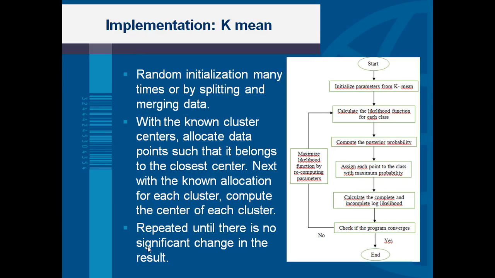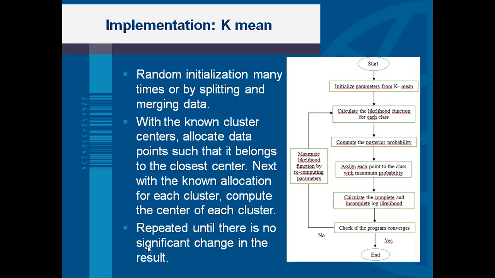Now we will look into implementation details. The objective of k-means is to segment the data points into classes with a center such that each element has the center with its closest distance. This objective can be optimized by doing two tasks alternately. First, with the known cluster centers, allocate each data point to its closest center. Next, with the known allocation for each cluster, compute the center of each cluster. These two steps are repeated until the algorithm converges.